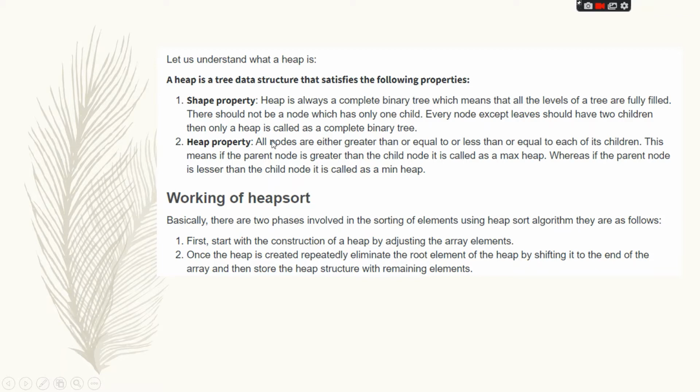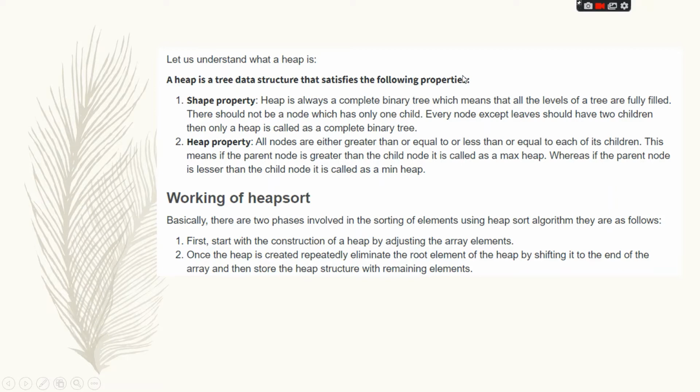A heap is allowed only when every node has two child nodes, and the only exception is the leaves. Otherwise it should have child nodes; two child nodes are necessary for satisfying the heap condition. Therefore a heap can be called a complete binary tree.